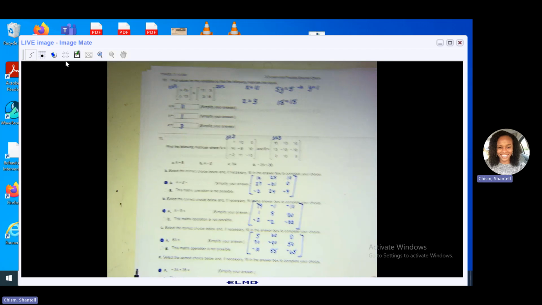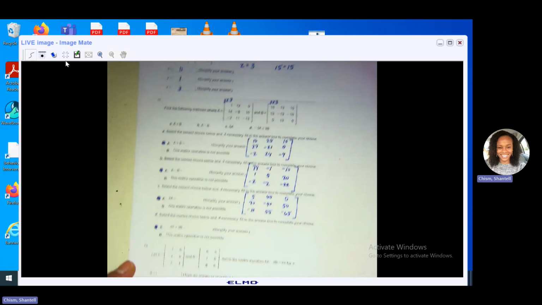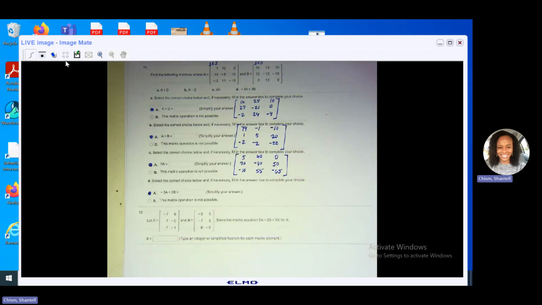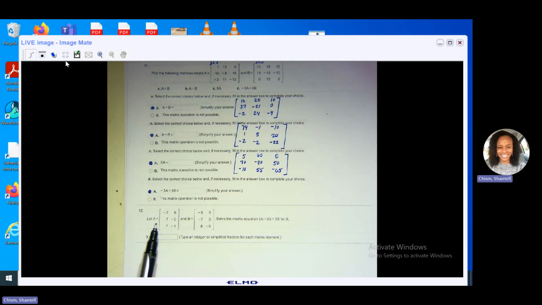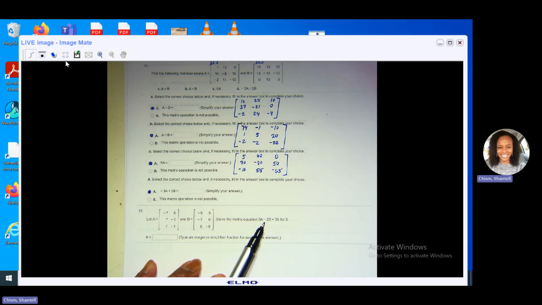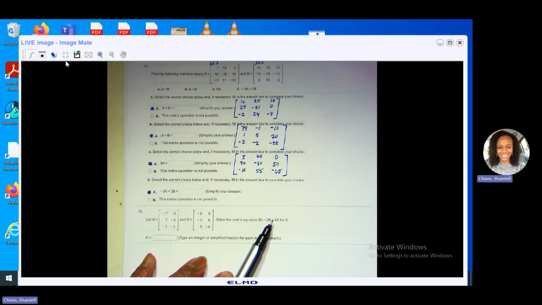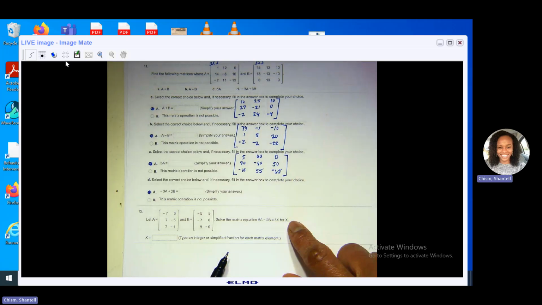There we go. Okay. So let's look at number 12 here. I want to show you something. So it says, let A be this matrix and B is this matrix. And it says, solve the matrix equation 5A minus 2B equals 3X. And we're solving this for X.